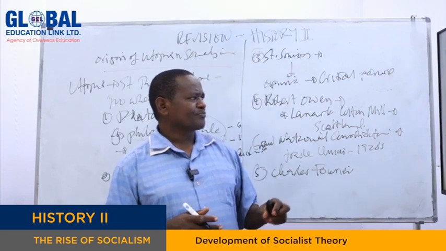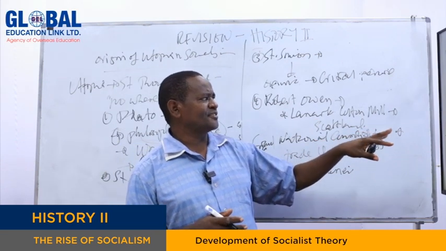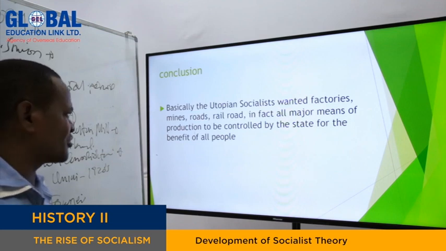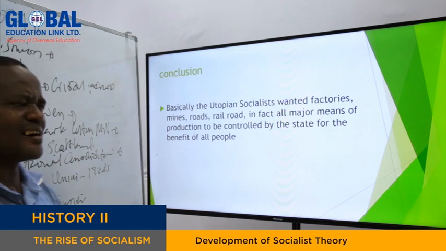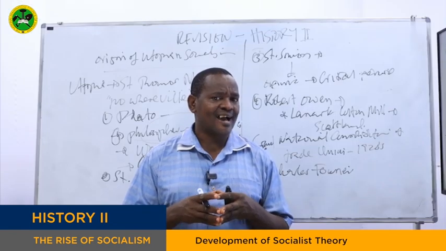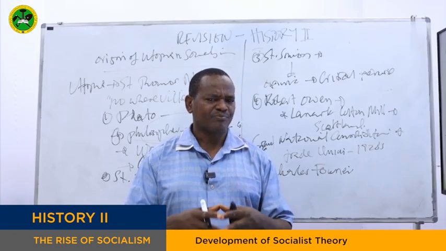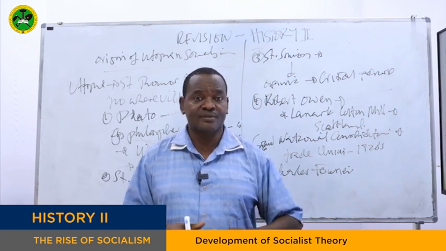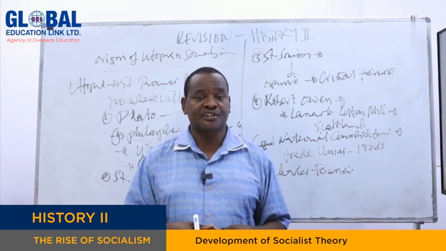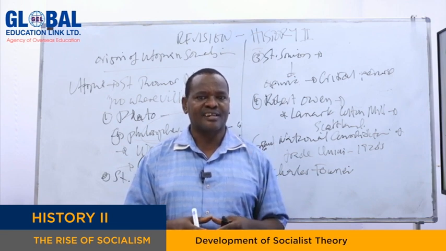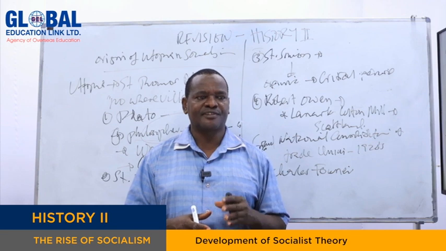My dear students, conclusion to this part: as you can see, basically the utopian socialists wanted factories, mines, roads, railroads, in fact all major means of production to be controlled by the state for the benefit of the people. The only problem is how to attain their goal, how to make a state control all those things. This is probably what makes them utopian, because the processes which they followed to attain their goal could not really produce any positive impact.